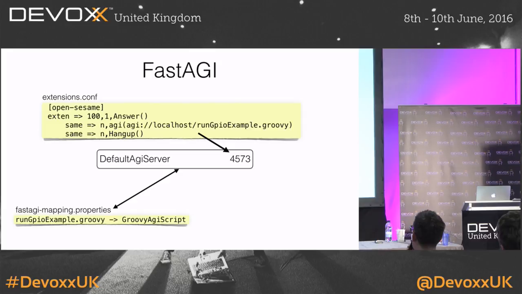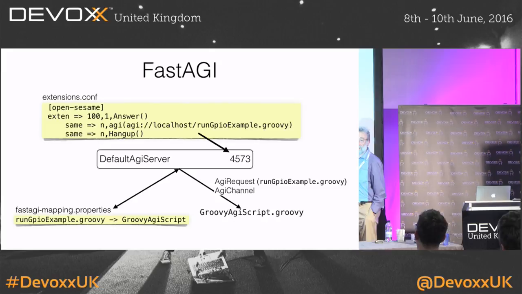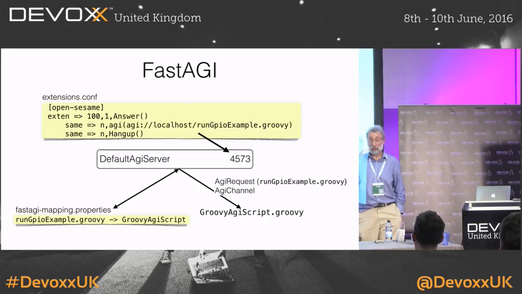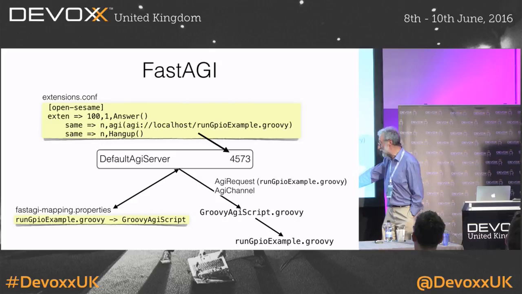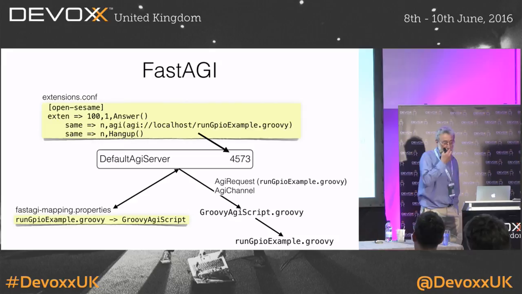Because what happens is it sends the AGI request, which is roughly speaking information the client gives, and the AGI channel, which is the call, it corresponds to the connection that you've got. It sends that to the Groovy AGI script, which I'll show you in a moment, and the Groovy AGI script then dispatches that. It's a script engine, basically, which dispatches that to the right place.